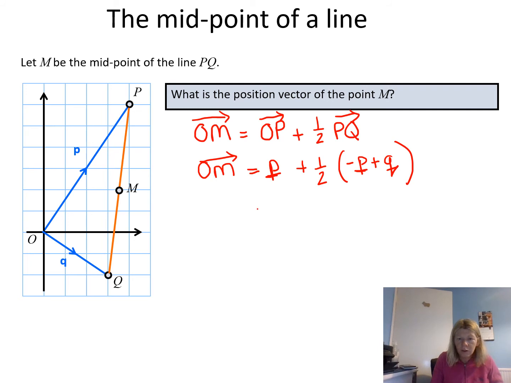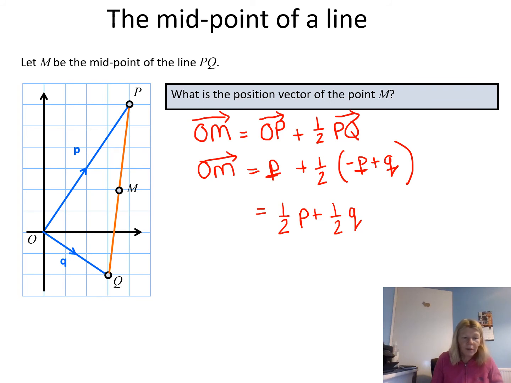So then just sorting out the letters, P plus minus half P gives us a half of P plus a half of Q, which is what we said the formula was before, but that's a bit of proof of it there.